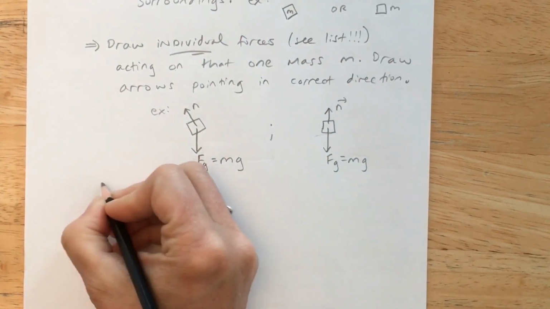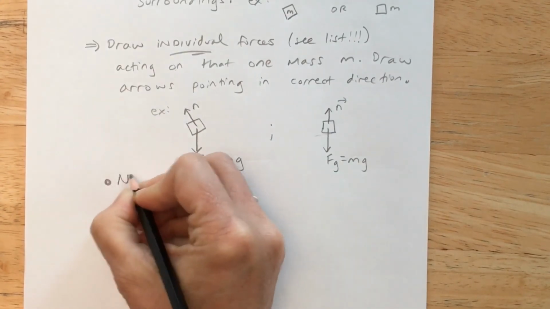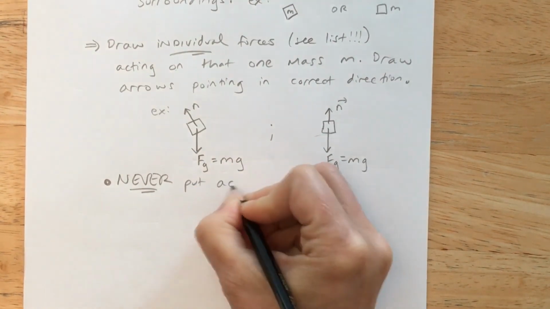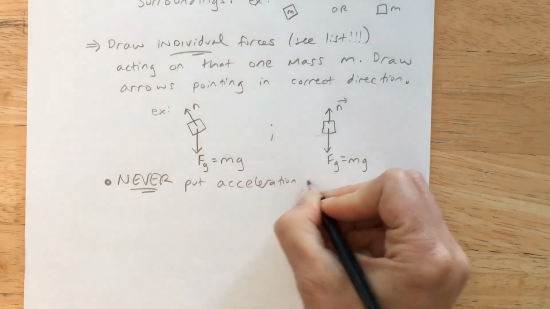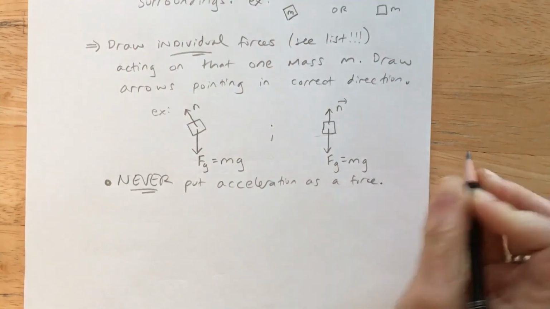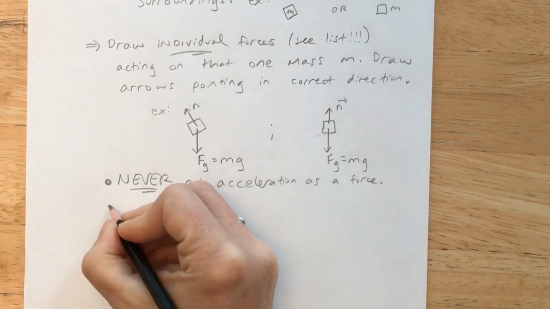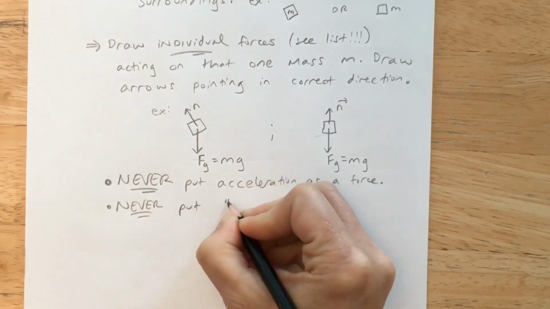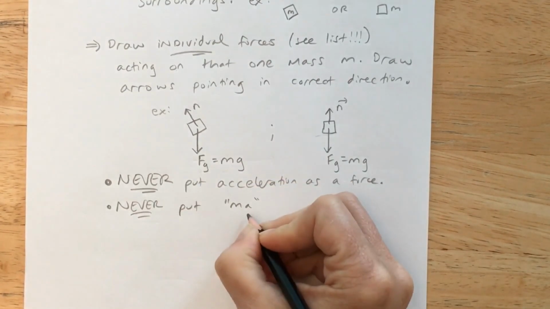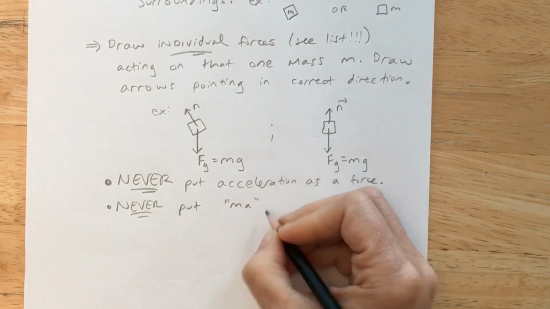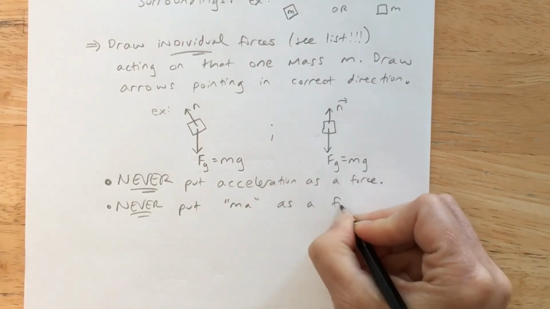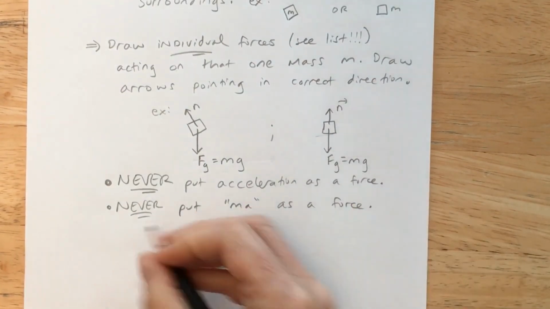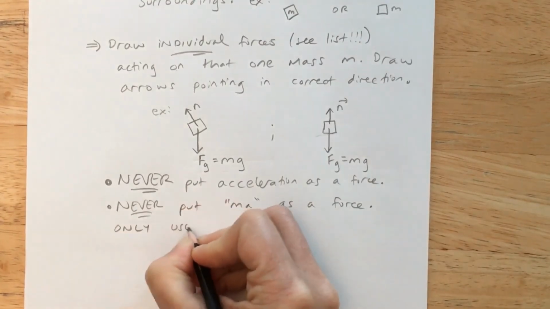Now, there's a couple important notes here. You're never going to put acceleration as a force. Acceleration is not a force. And you're never going to put ma, which is the result of a net force, but not a force itself. So never put ma as a force either. Neither of these belong on the diagram. Only use forces from the list.